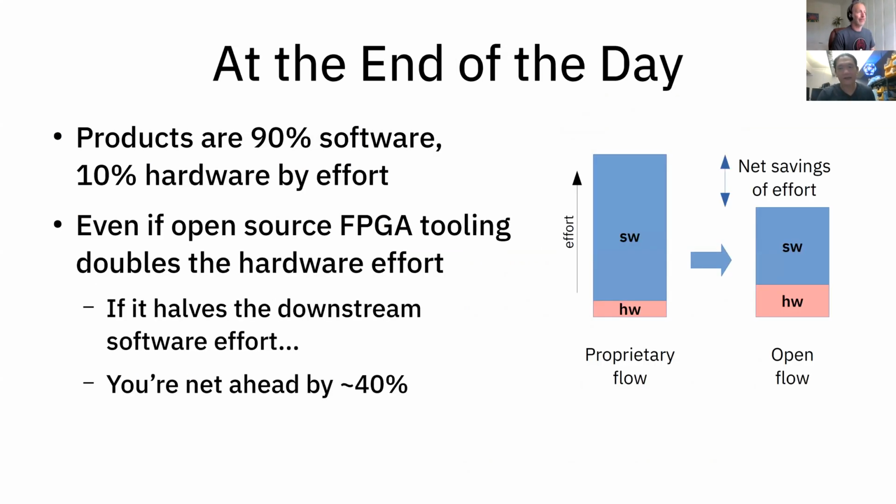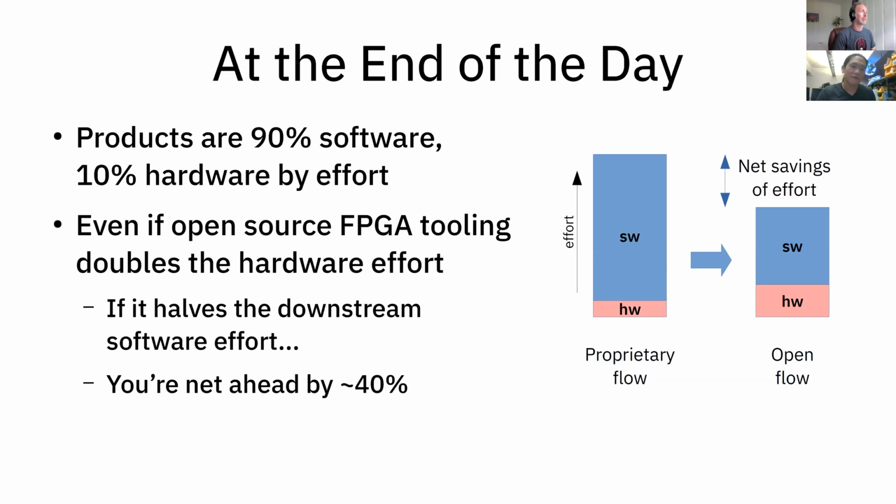But at the end of the day, as I said, products are about 90% software, 10% hardware by effort, right? So even if dealing with all this tooling doubles the amount of effort I have to do to release a piece of hardware, so I have to do all this extra CI, I have to create virtual machines, I have to do snapshots and all sorts of stuff to deal with it, if it halves my downstream software effort, the overall project itself is ahead by 40%, right? So it's a very pragmatic approach to these types of things.